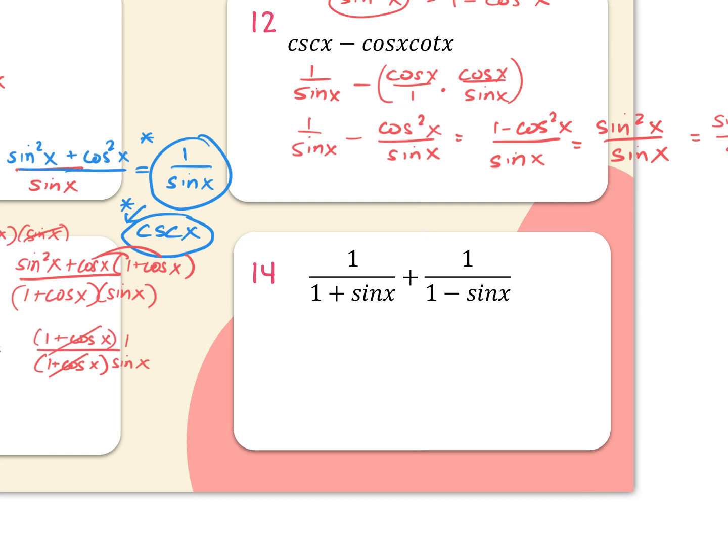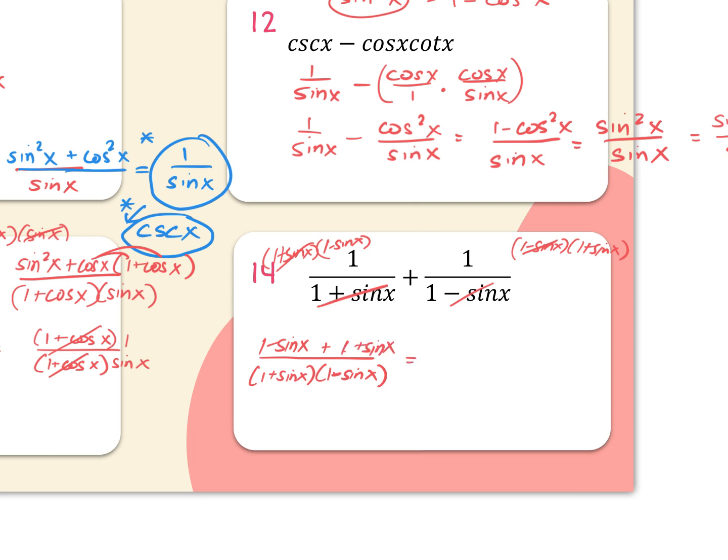Again, my LCD, let me kind of give myself some space. My LCD is 1 plus sine x and 1 minus sine x. So again, when I multiply by both of those, I know the 1 plus sine x and the 1 plus sine x will cancel, leaving me with just 1 minus sine x times 1. So that'll be 1 minus sine x, right? And then when I do the right side, I know the 1 minus sine x will cancel, leaving me with 1 plus sine x. So it'll be 1 plus sine x.